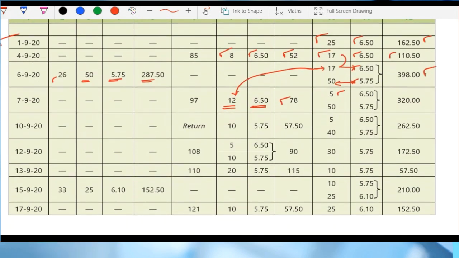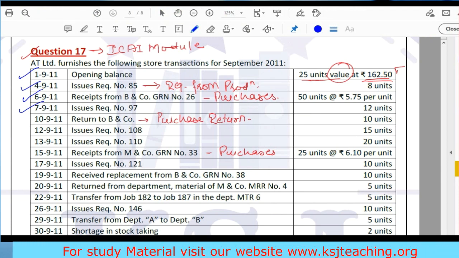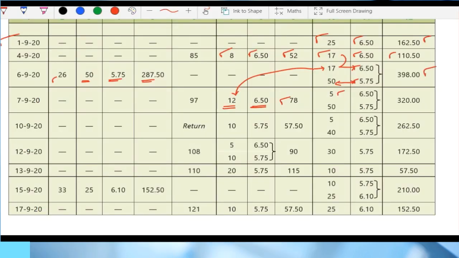So this way, what you have to do now is, the next transaction, 7.9, is done. On 10.9, return to B and Company, purchase return 10 units. The material that we received from B and Company, we found that this material was not up to the mark, so we have returned some material. We have returned 10 units which were defective.